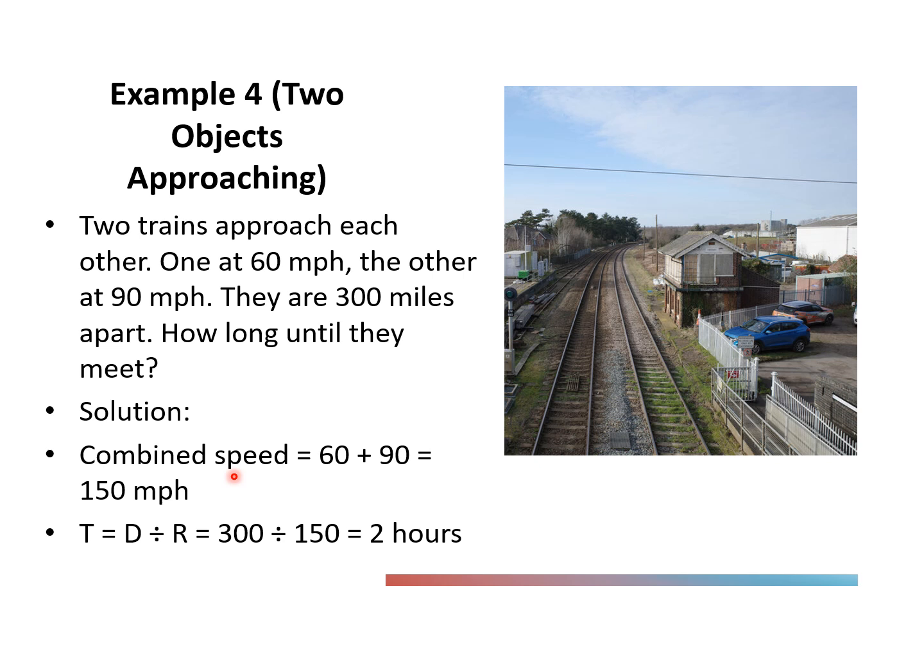So our combined speed now is 60 plus 90. It's basically 150 miles per hour when they're coming towards each other. So solving for the time, time is equal to distance divided by rate, which is equal to 300 divided by 150. So it's going to take 2 hours before these trains cross each other.